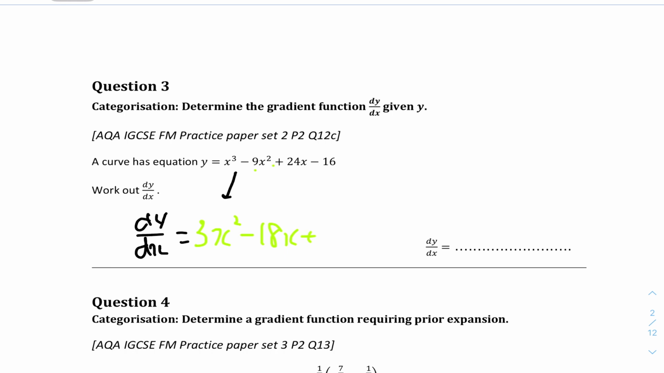And the third term will be just 24 because the x to the power 1 just becomes x to the power 0, which is just 1. So plus 24. And that's the answer. dy over dx equals 3x squared minus 18x plus 24.